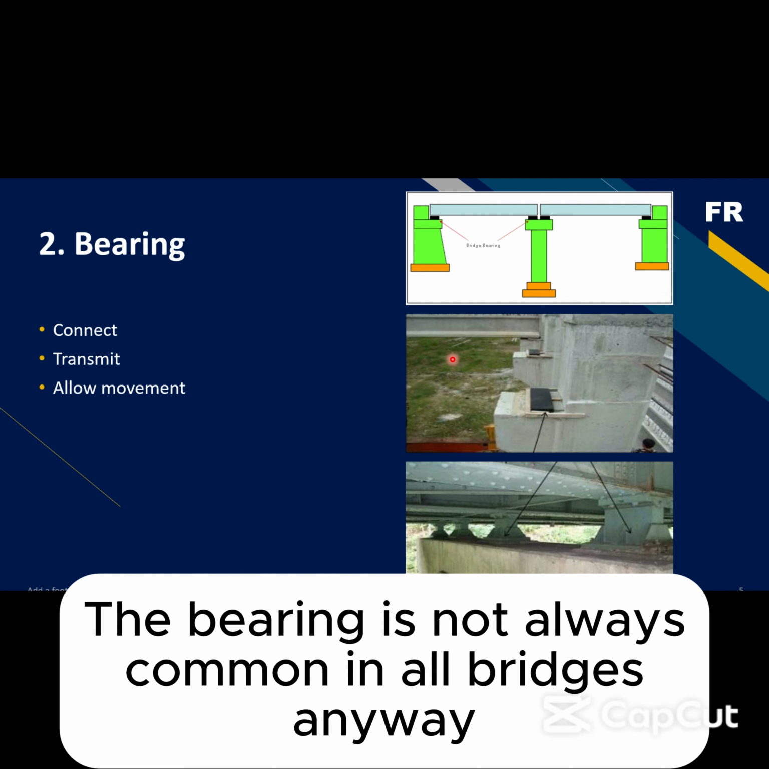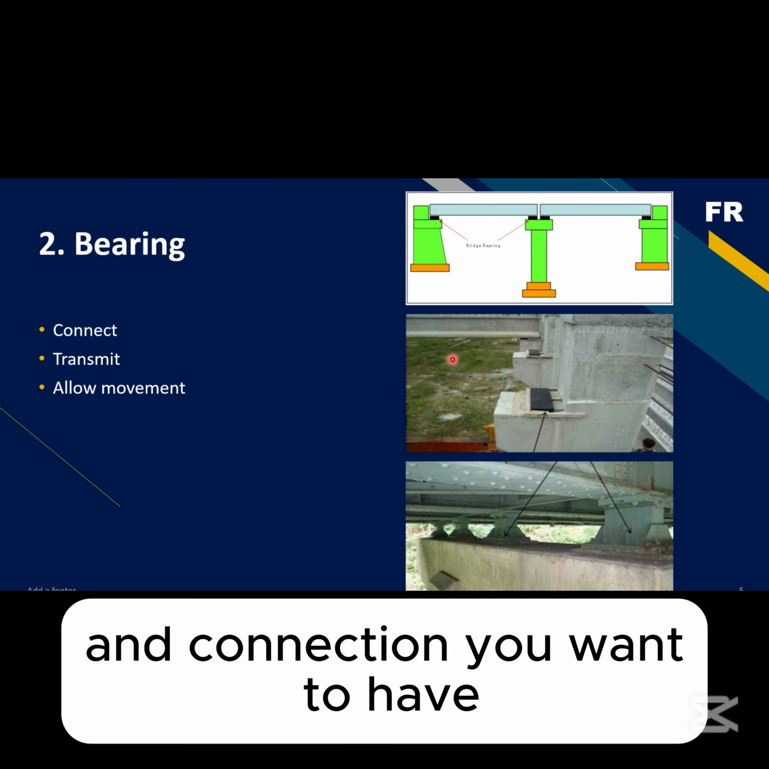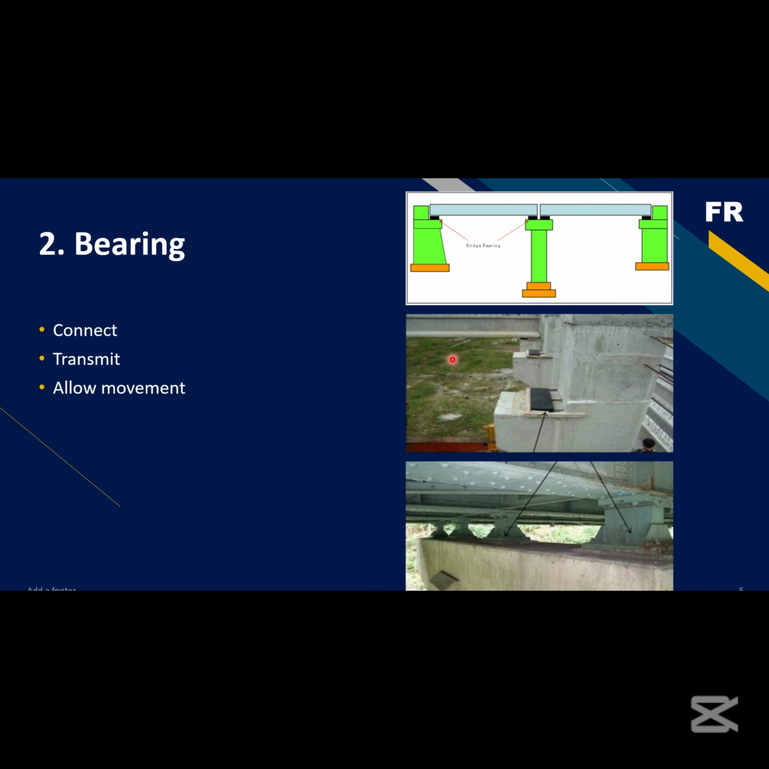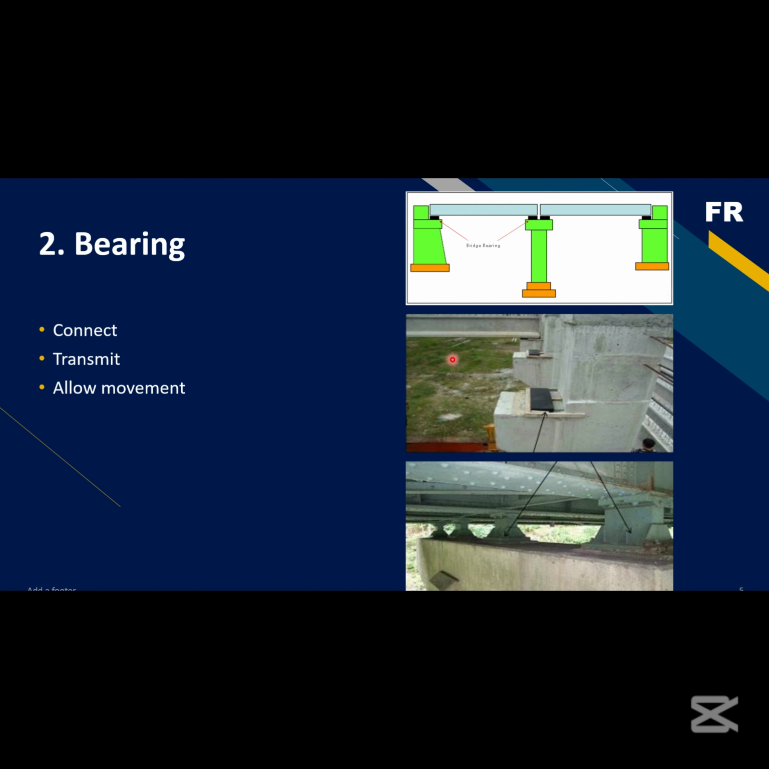This bearing is not always common in all bridges anyway, depending on the assumption and the kind of design and connection you want to have between your superstructure and the substructure. So the bearing can be present and it might not be present, and the bearing can come in different forms. What do we mean by a bearing in bridges?